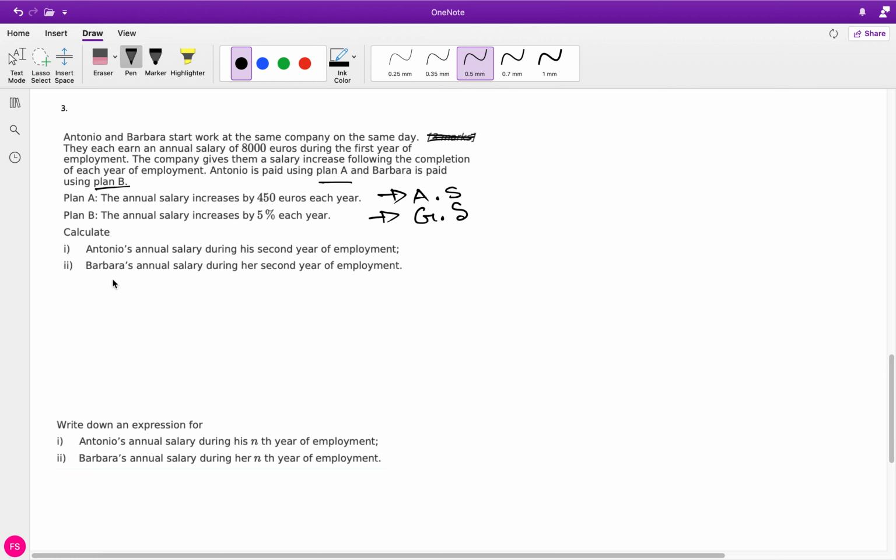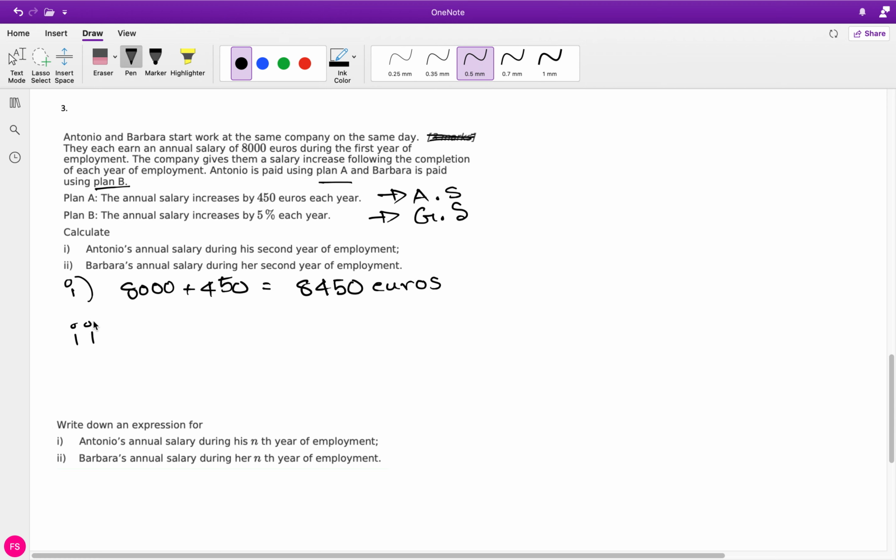Okay, now let's calculate. Number 1, you have to find Antonio's annual salary during his second year of employment. That means we have to find the second term for Antonio. The first year they have this salary, 8,000 euros. Because it's an arithmetic series, you are going to have this number added to your salary every year. So I'm just going to write 8,000 plus 450 because it's just the next year. And this equals 8,450 euros.